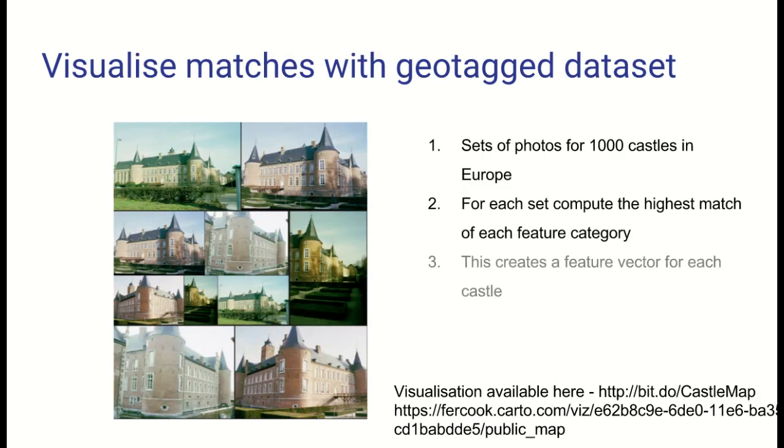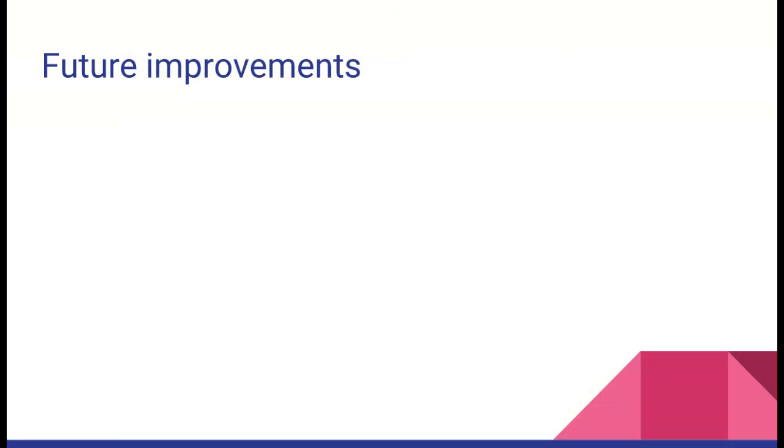Here is the process that we used for visualization. The end result is a map of castles around Europe where we can locate the locations of various features. For example, we could plot a map of the locations of the conical tower tops around Europe.